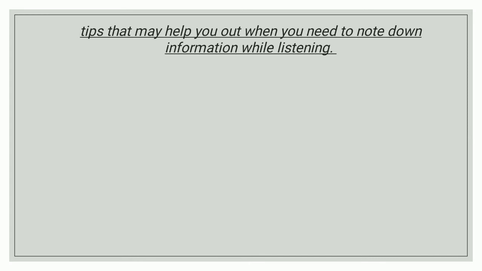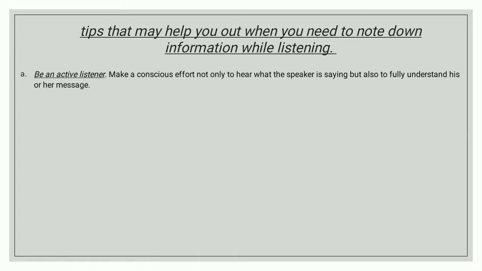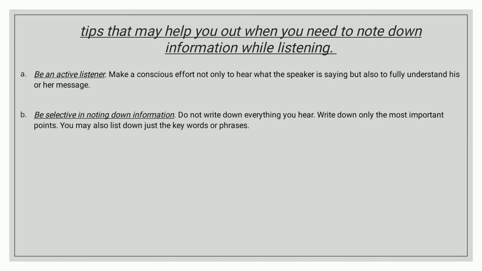So here are some tips that may help you out when you need to note down information while listening. First is be an active listener. Make a conscious effort not only to hear what the speaker is saying, but also to fully understand his or her message. Second, be selective in noting down information. Do not write down everything you hear. Write down only the most important points. You may also list down just the keywords or phrases.